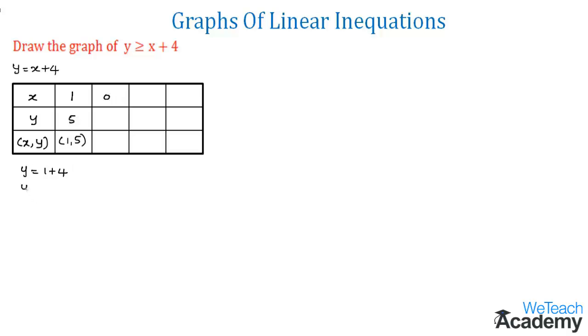Now let us consider the x value as 0. Then the y value would be 0 plus 4. That means we get 4. So the next ordered pair here would be (0, 4). And now let us consider some negative values for x. So if we take the x value as minus 5, then the y value would be minus 5 plus 4. So here minus 5 plus 4 would come as minus 1. And then we get the next ordered pair as (-5, -1).